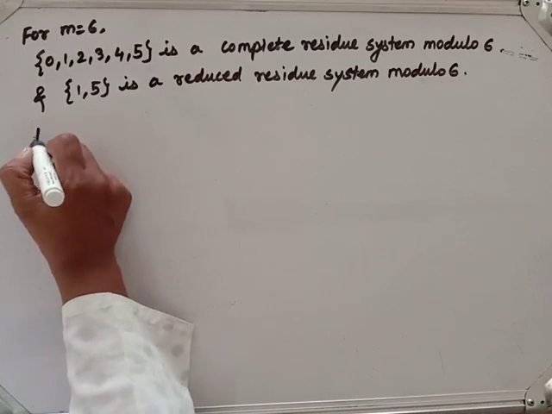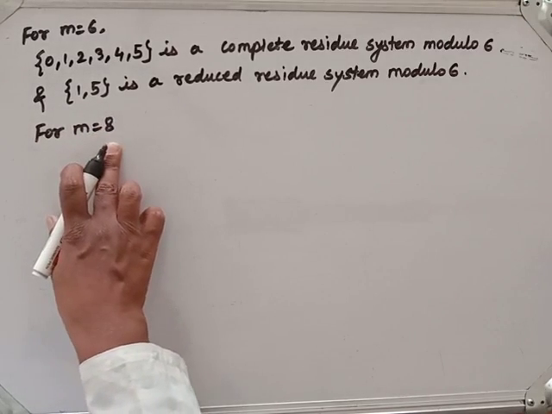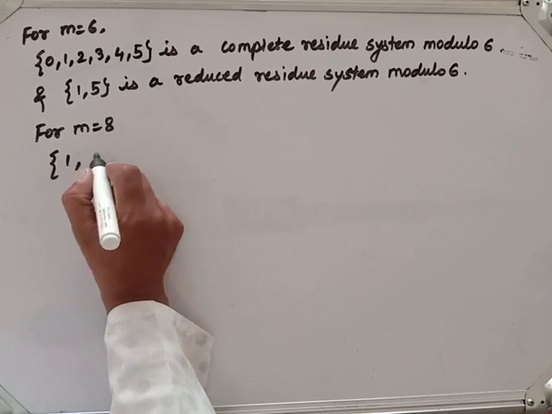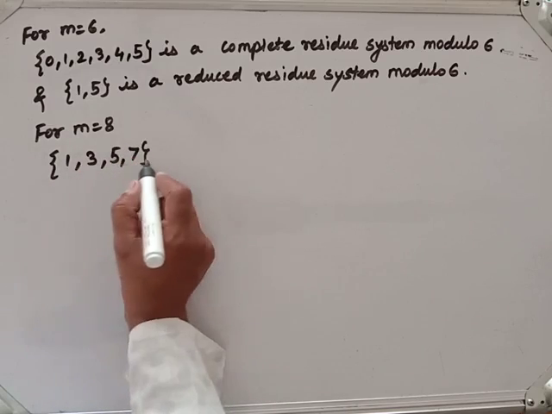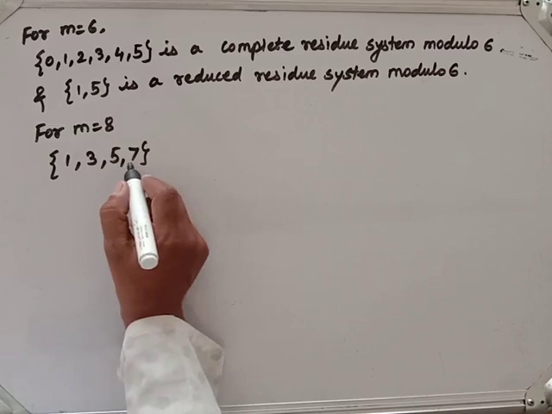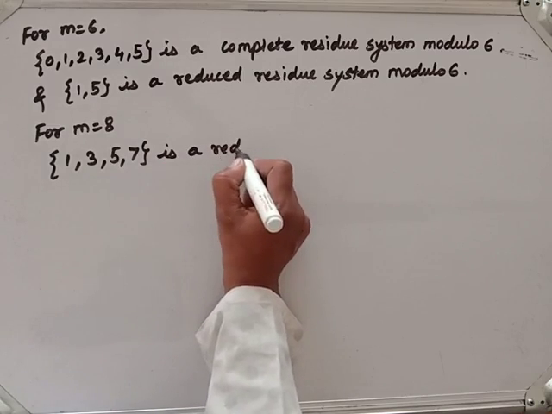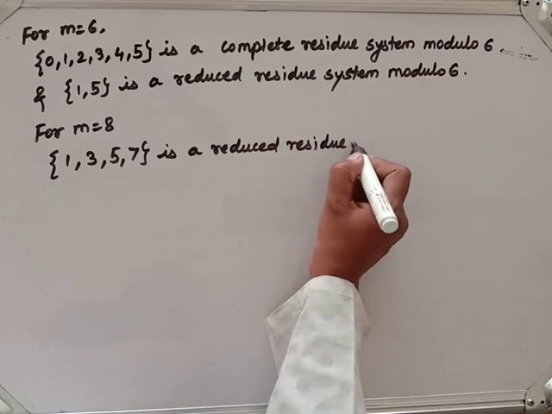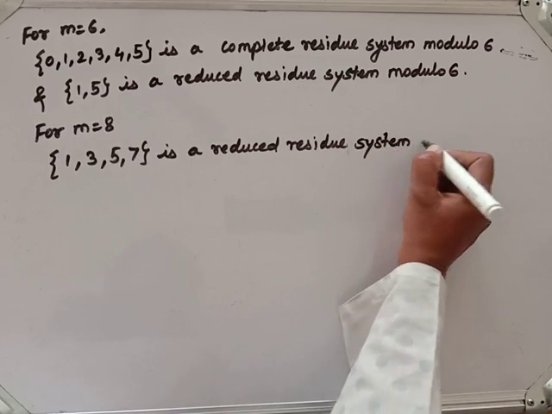Now one more, let me take m equal to 8. We have to find numbers less than 8 and relatively prime to 8. So 1, 3, 5 and 7 are the integers which are less than 8 and relatively prime to 8. So it forms a reduced residue system modulo 8.